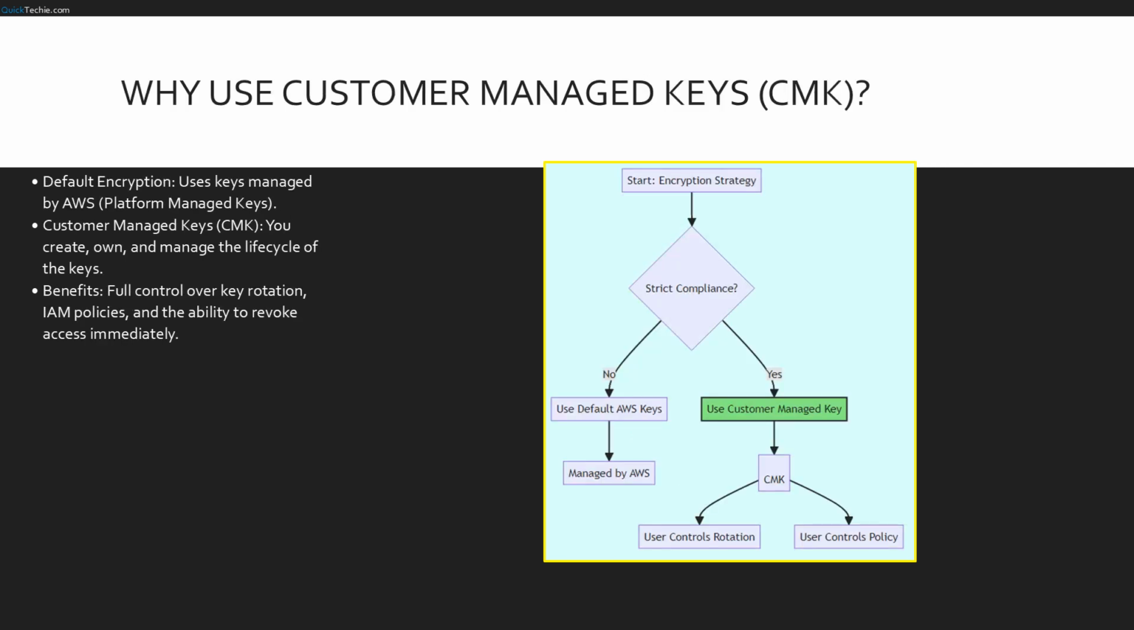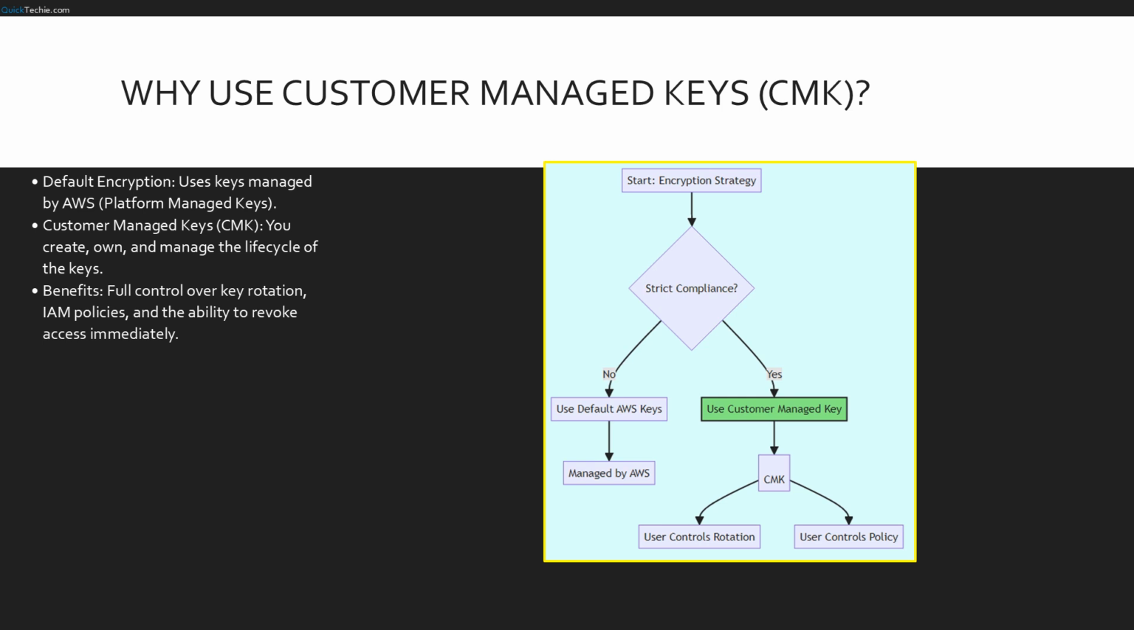Now, why would you change the default? By default, AWS manages the keys for you. These are platform-managed keys. However, for strict compliance, you should use Customer-Managed Keys, or CMK. With a CMK, you are the owner. You control the key policy, you decide when to rotate the key, and crucially, you can disable the key to immediately revoke access to your data. This level of control is often a requirement for regulated industries handling sensitive data.